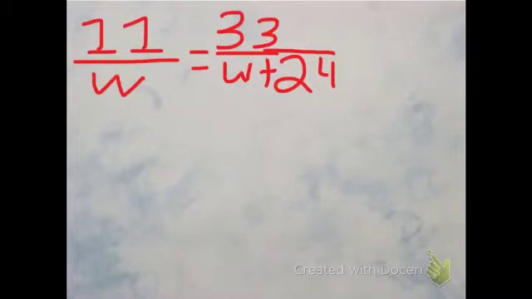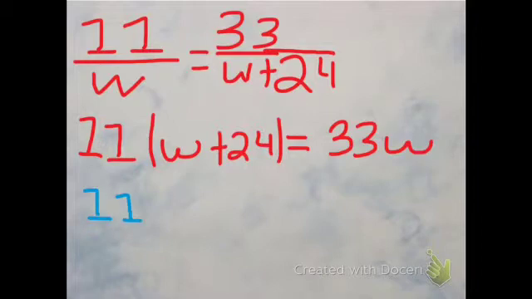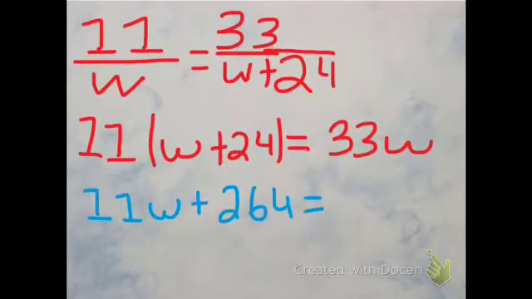Okay, that was enough time. Now, like we did before, 11 times the quantity w plus 24 equals 33w. We got this because we cross multiplied. Now when we have parentheses here, we use the distributive property. So 11w plus 264 equals 33w.